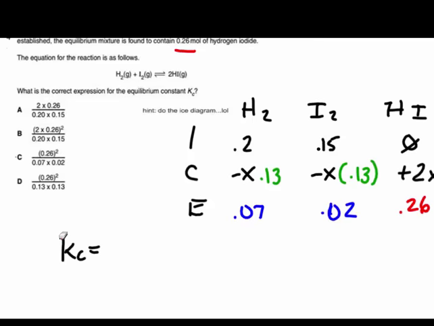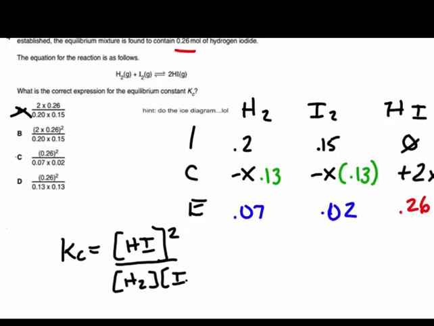So when I write my equilibrium expression, we know it has to be products on the top, so it's HI, but it says there's 2 of them, so that's got to be squared. So it has to be some number squared on the top, so therefore A can't be right. It has to be some number of H2 times some number of I2, and we're just going to put our numbers in, see which one works. Well, the only one that works then would be C.